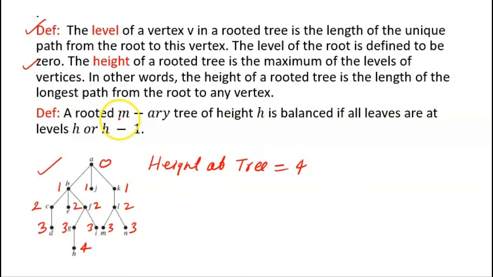Now another term: a rooted m-ary tree of height h is balanced if all leaves are at label h or h minus 1. So first of all, if I ask you, is this a balanced tree? The answer is no, this is not a balanced tree. Why? Because we have a leaf at label 1, a leaf at label 2, leaves at label 3, and leaves at label 4. That is why it is not a balanced tree. A tree is balanced only when all its leaves are either at label h or h minus 1.